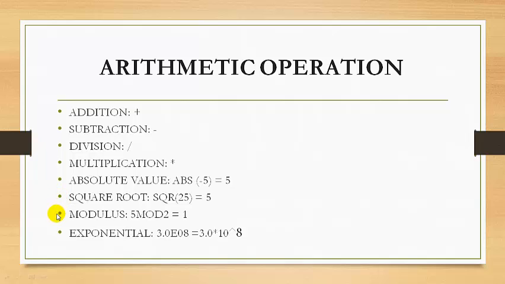Then modulus. In this case we're talking about the remainder of a value divided. Like 5 divided by 2 is actually going to give us 2, but the remainder is what you are required to write as your answer. Now we have the exponential. This exponential is talking about the power. For example, we have the speed of light here, which is 3.0 times 10 raised to the power 8.